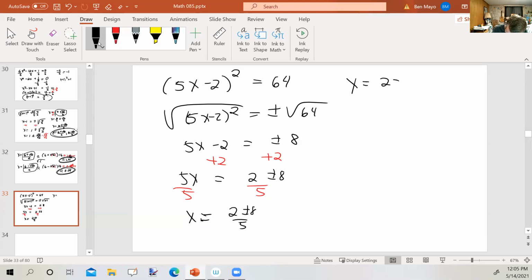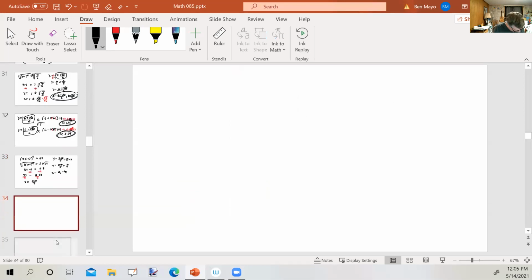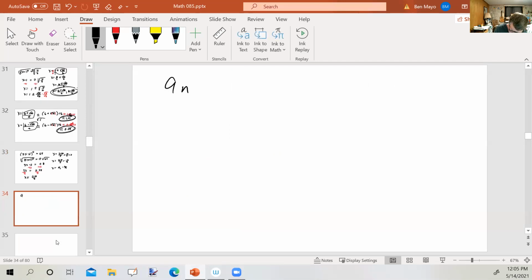So x equals 2 plus 8 over 5, which is 10 over 5, which is 2. x equals 2 minus 8 over 5, which is negative 6/5. So x equals 2, comma, negative 6/5. And let's see here. How about, let's do this one. 9n squared equals 99.